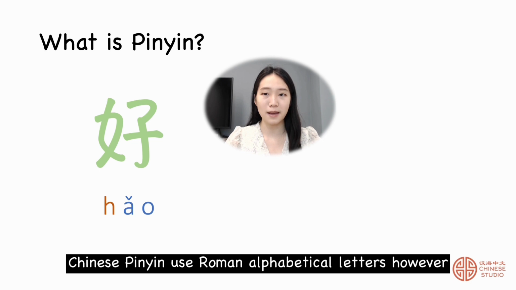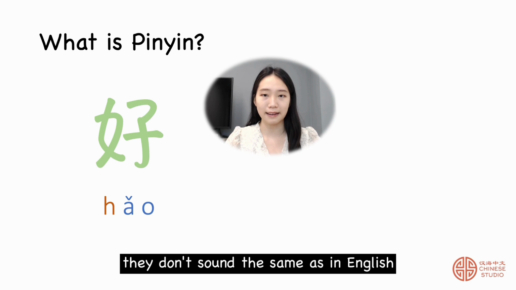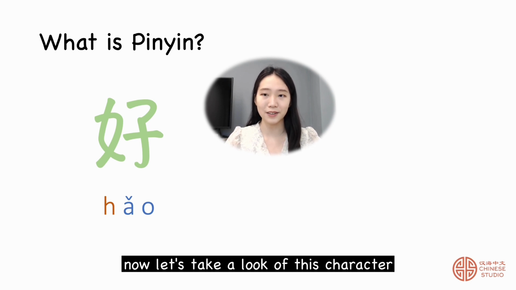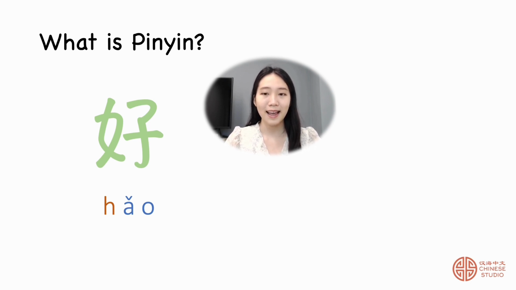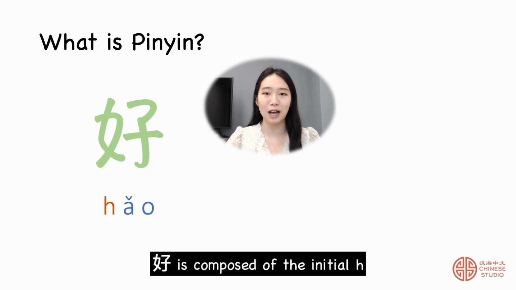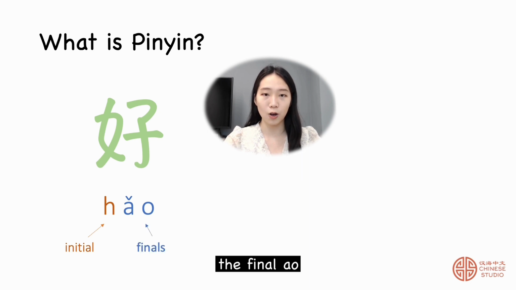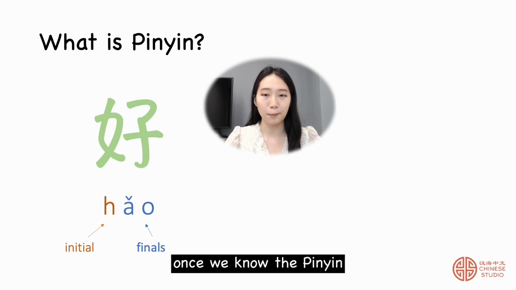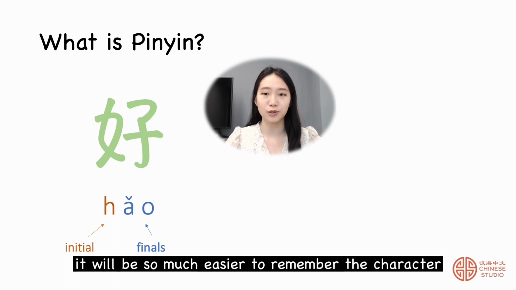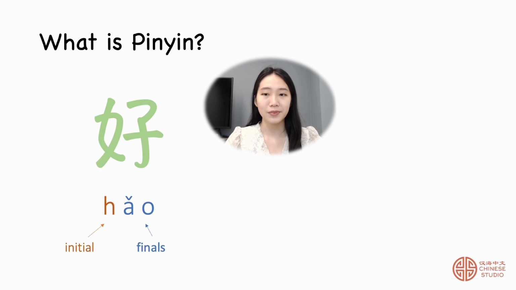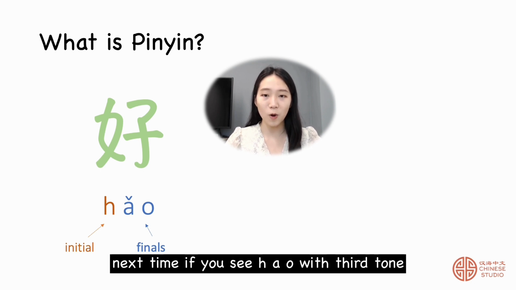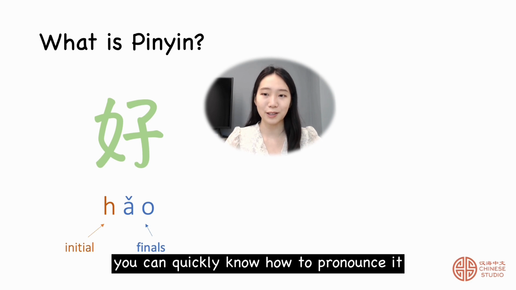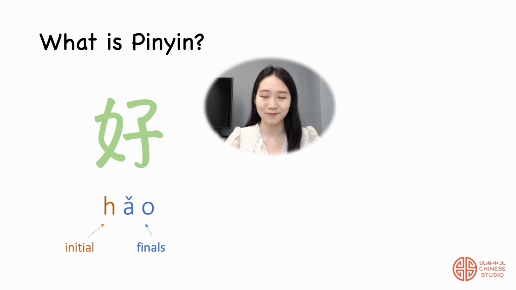Chinese Pinyin use Roman alphabetical letters. However, they don't sound the same as in English. Now let's take a look at this character. Hao. Hao is composed of the initial H, the final A, O, and the third tone. Once we know the Pinyin, it will be so much easier to remember the character. Next time, if you see HAO with third tone, you can quickly know how to pronounce it.